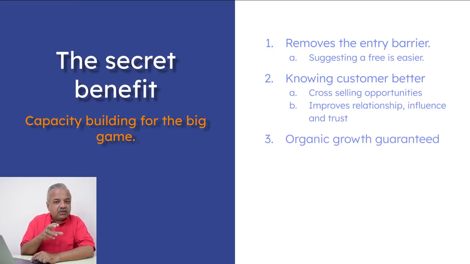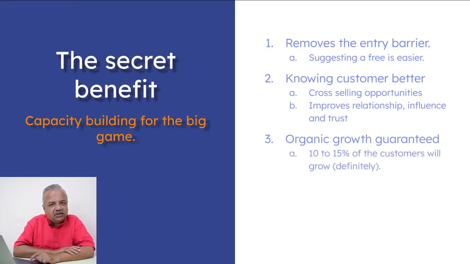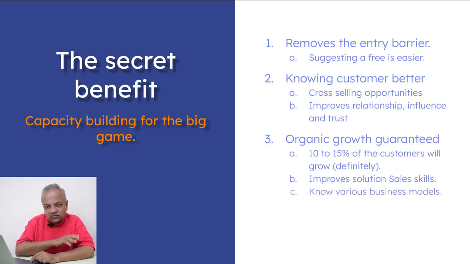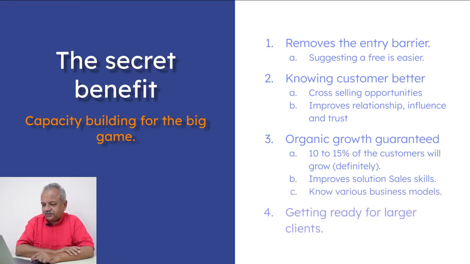The third point is that this growth is very organic. Why organic growth? It is because it is a recurring revenue model. And also whatever number of CRMs you have given, obviously at least 10 to 15% of them will grow for sure. And in the process of selling the free CRM, you have improved your skill of solution selling, which you would not have learnt in any MBA program of the world. You have got it here for free, or say for the fees of this course. One big advantage is that you can understand various business models of different people. That is a great advantage in itself.